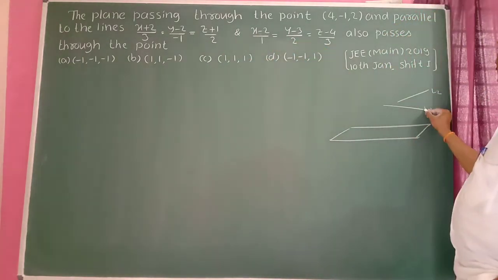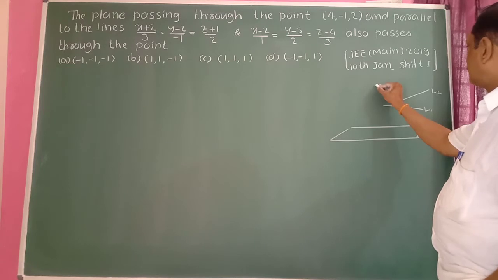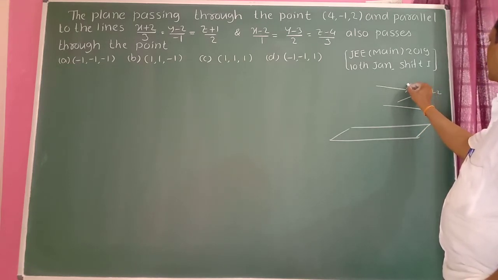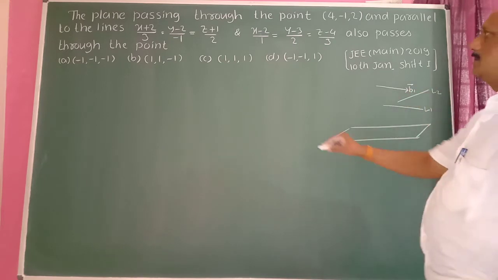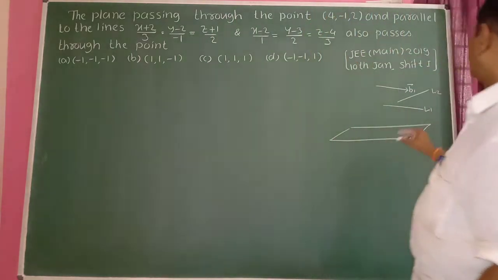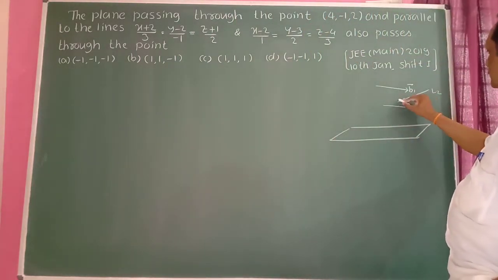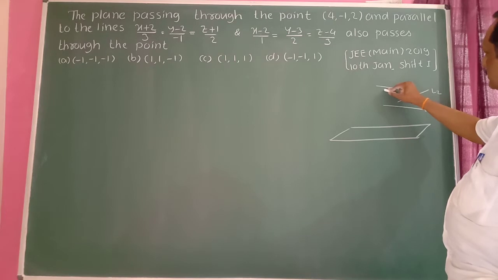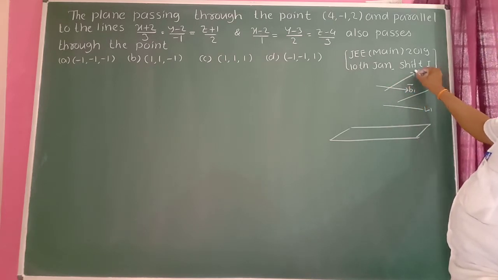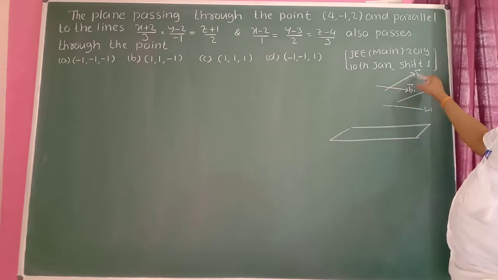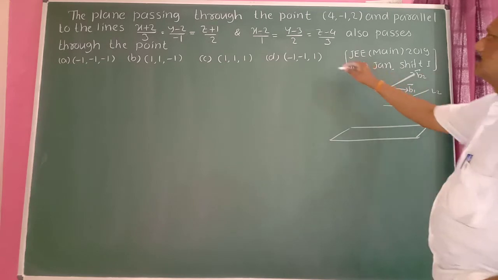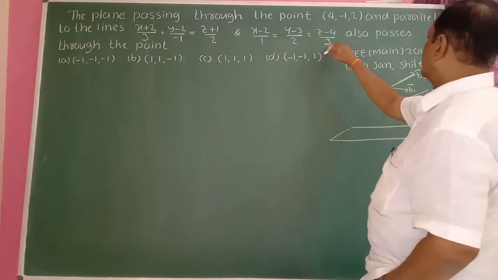If L1 is a line here, then this is a vector V1 bar, whose direction ratios are 3, -1, 2. Similarly, for this line, this is the vector V2 bar, a vector parallel to this line, whose direction ratios are 1, 2, 3.